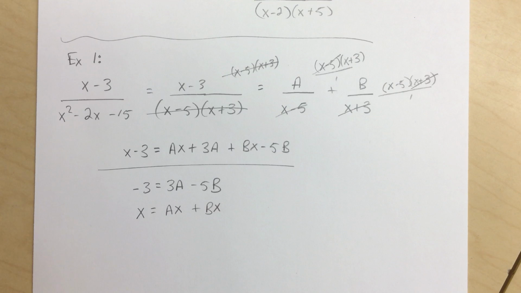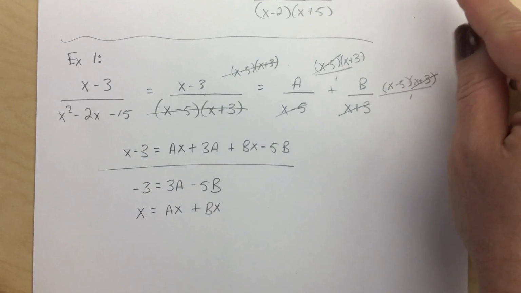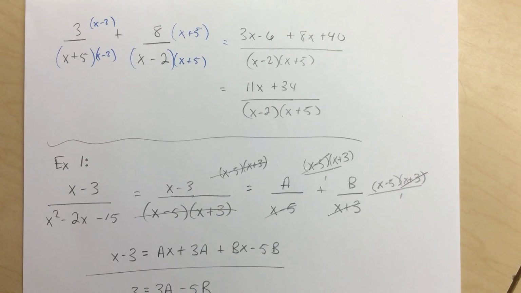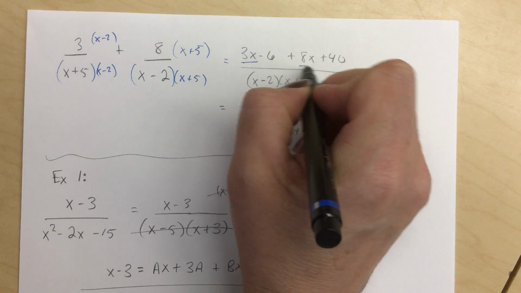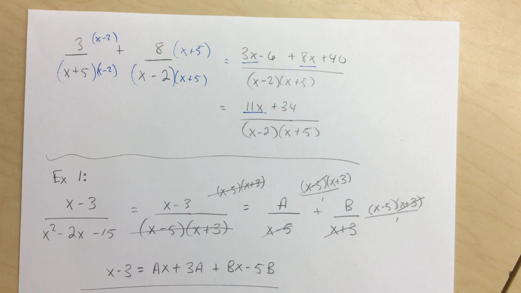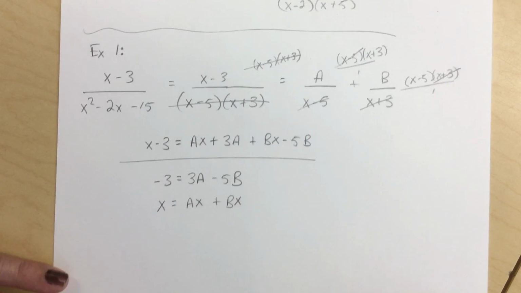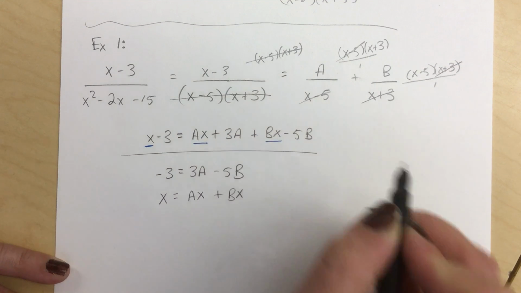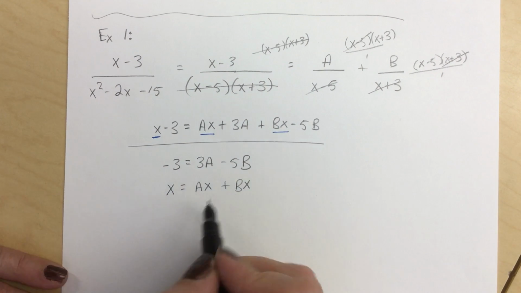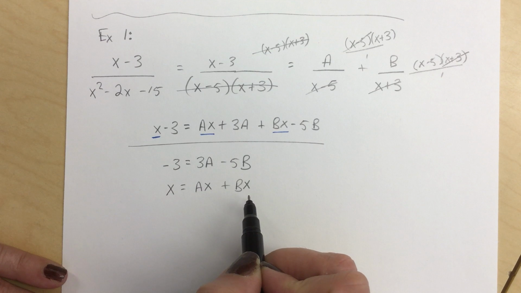Like if I was going to combine like terms, you know, up here on the example that we did, the 11x came from putting 3x plus 8x together. Okay, so this 1x has got to come from adding the ax plus bx together. So that's where I get that equation. Do you guys see that logic?